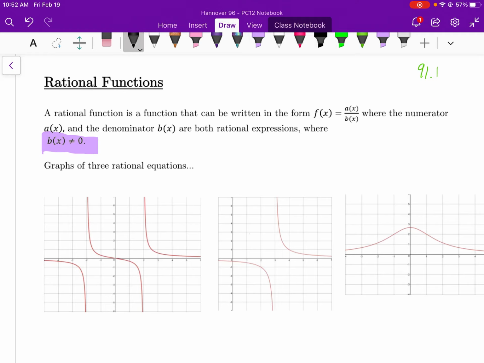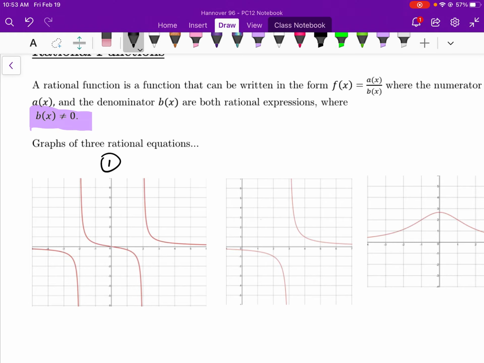So really, what is a rational function? A rational function is a function in which the numerator or the denominator has a polynomial. For example, like this. That could be a rational function. Now, let us look at the graph of various rational functions.